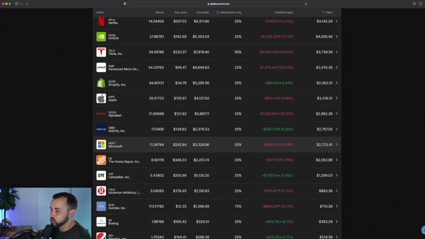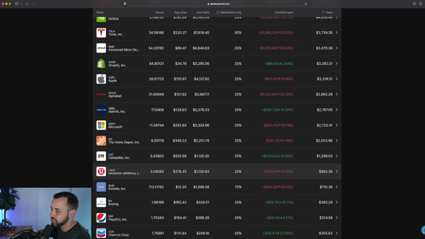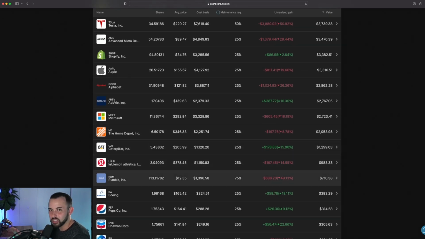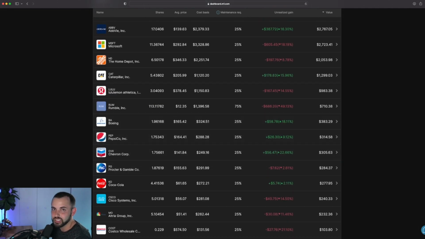If we continue to scroll down, we can see stocks like AbbVie up 16%, a dividend stock which has performed very well. Microsoft down 18%, Home Depot down 8%, Caterpillar, Lululemon, and then you get into Rumble, which is a little bit of a long shot for me, but I am happy to be invested in that. I have about 100 shares, about $700 worth. And if you continue lower, you can start to see some of the dividend stocks that start to slip in.